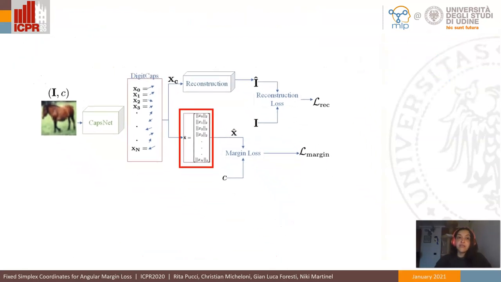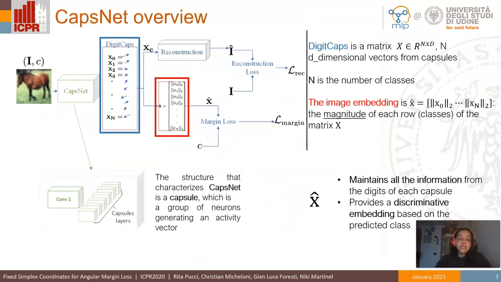But let's take an overview of CapsNet. CapsNet is a model composed of an initial convolutional layer and capsule layers. Capsules are a group of neurons that generate an activity vector and are specialized to identify entities inside images. This structure produces digit caps.